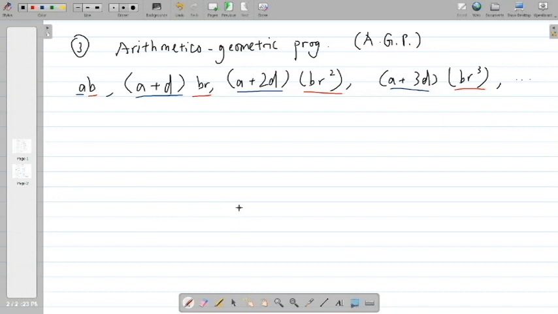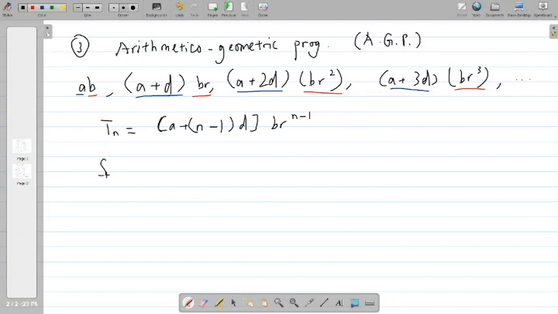All right. So obviously, Tn here is very easy to find out. Tn here is simply a plus n minus 1 d, multiplied by b times r to the power of n minus 1. Right? And that is in fact the general formula for the general term of an arithmetico-geometric progression. S of n, however, is going to be a bit of a challenge. So let's see what we can do.